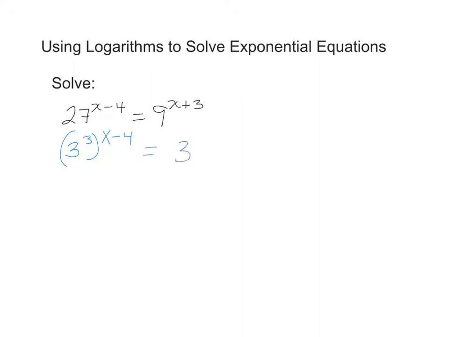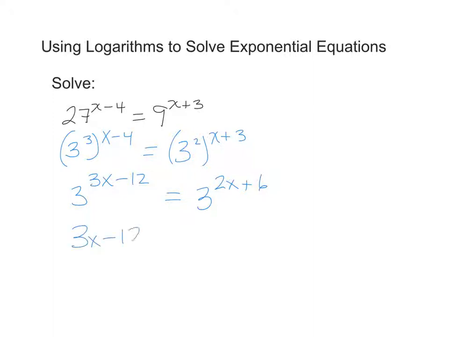And change the 9 into a 3 squared. And simplify using the exponent laws. So this becomes 3 to the power of 3x minus 12 equals 3 to the power of 2x plus 6. And then you can equate the exponents because the bases are the same, and it's simplified to just one power on each side. So we get 3x minus 12 equals 2x plus 6.